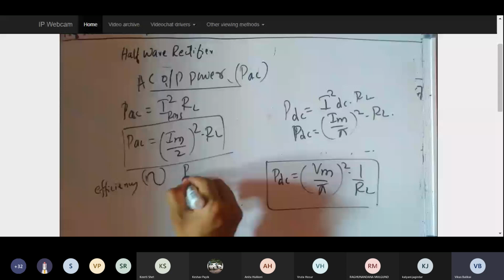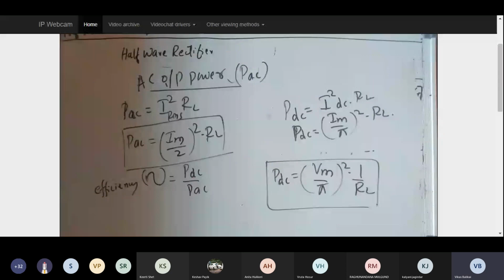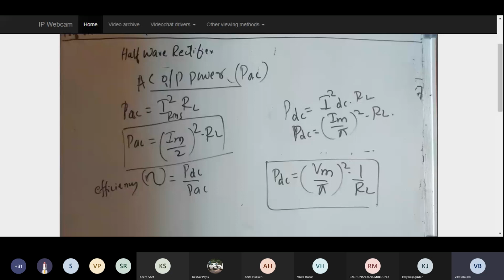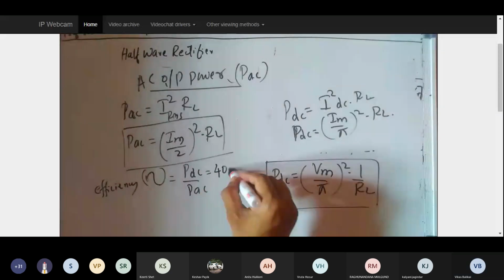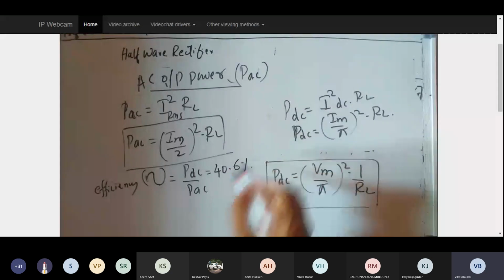And I'll leave this entire exercise to you. PAC is here, PDC is over here. Just substitute the values. PDC is Im square by pi whole square into RL. PAC is Im by 2 whole square multiplied by RL. I hope RL will cancel out, and the Im square term will also cancel out, and what is left will be 4 upon pi square. And if you solve that, you are going to get the rectifier efficiency somewhere around 0.406, or in terms of percentage it will be 40.6%. So this is the rectifier efficiency.